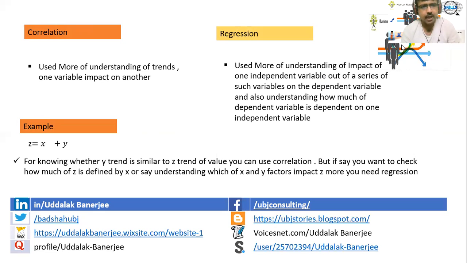So now in this context, what is correlation and regression? Suppose for knowing whether y's trend is similar to z's trend, then you can use correlation, if you want to separately identify how much of y's trend is similar to z's trend. But if you want to check how much of z is defined by x, or understand which of the x and y factors impact z more by giving a value to that, then you will have to move towards regression.